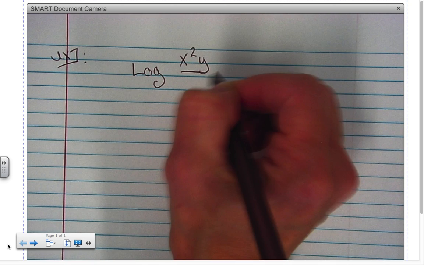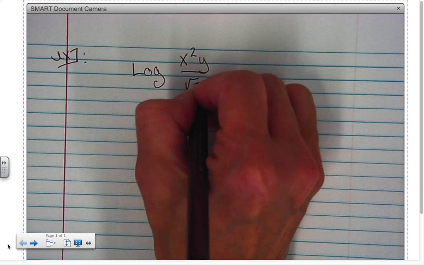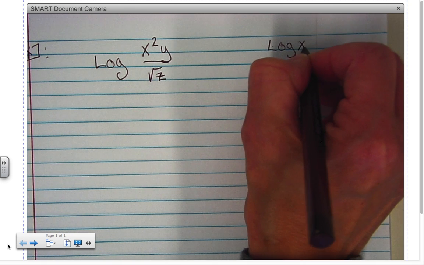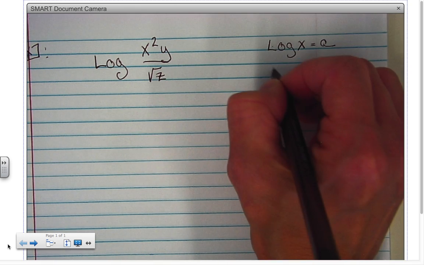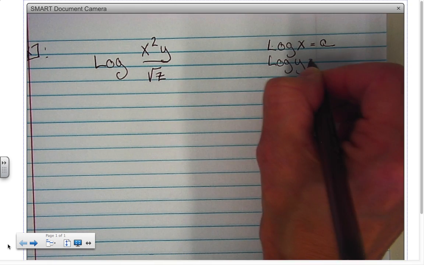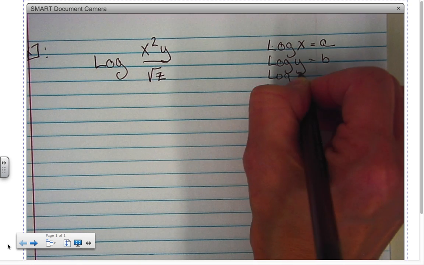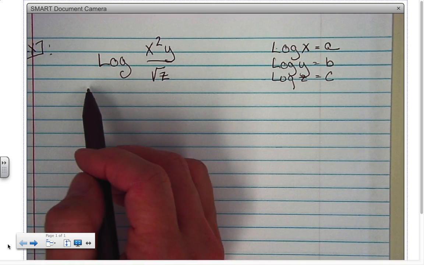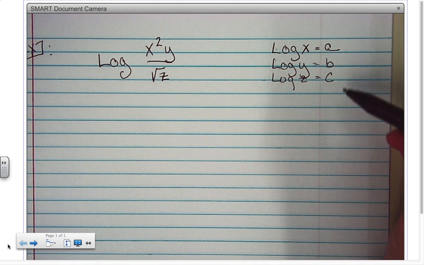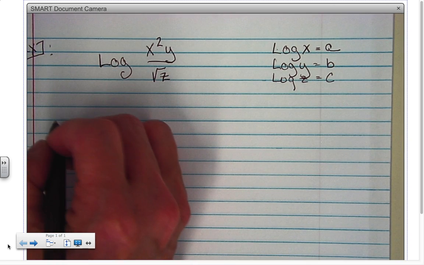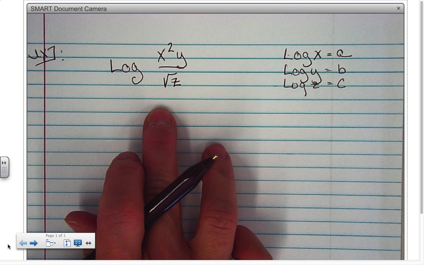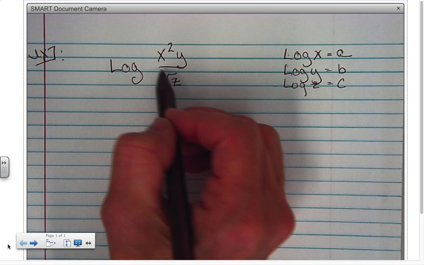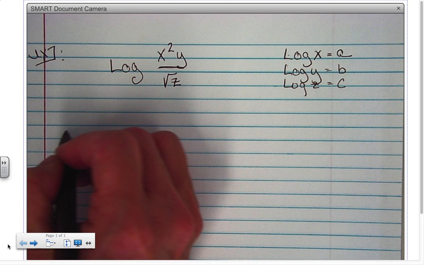If I have that, and it says, by the way, log x equals a, log y equals b, log z equals c. We're going to expand this whole thing out and again make some substitutions when we're finished. So if you would like to pause it and try the expansion on your own, now might be a nice time to do that. And if not, I'm just going to work this through, starting with this big bar for division.